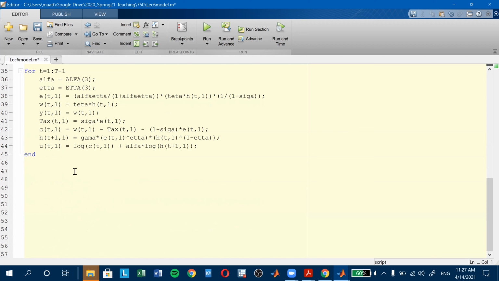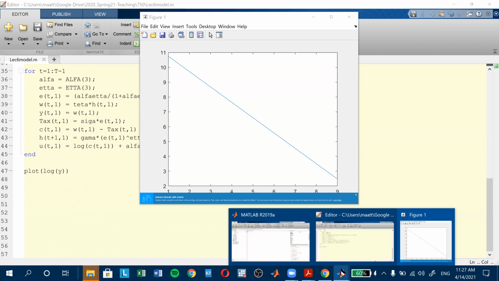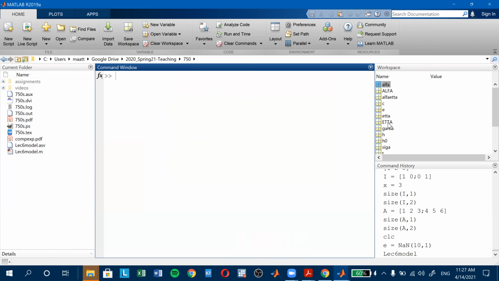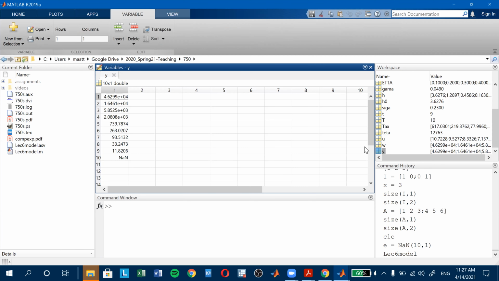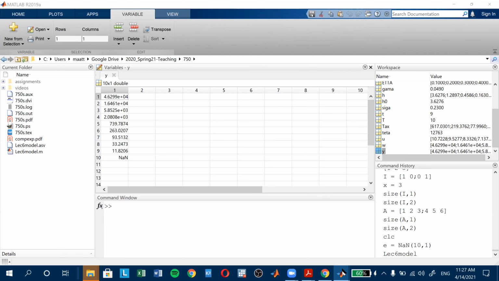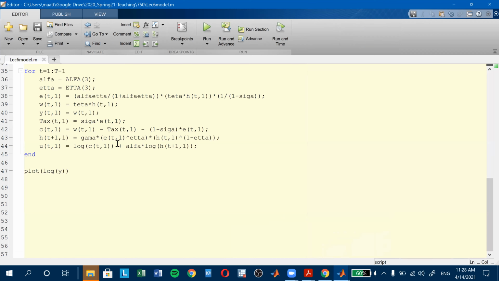So you can now plot it. Okay, so let's plot log GDP per worker. Okay, so now I'm saving it, and now I'm running it, and we see whether it works. Oops, it worked, but for some reason it is decreasing. So there is a problem somewhere, I believe. So let's try to find it.